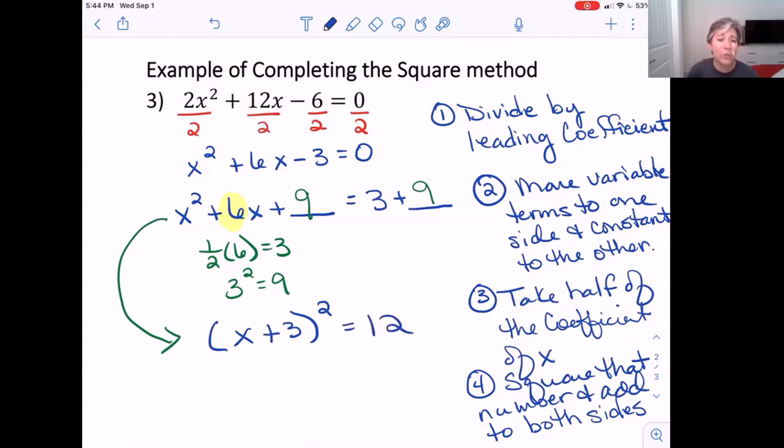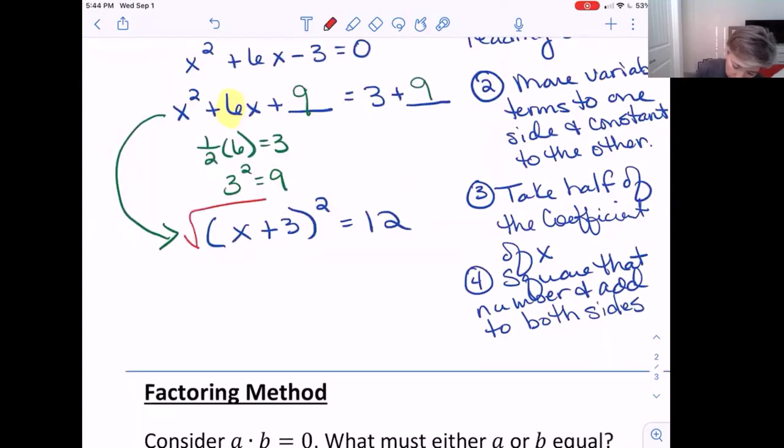And now we can use the square root property to finish solving. Square root of the left, plus or minus the square root of the right. This leaves us with x plus 3 equals plus or minus. Again, if we looked at that 12, we'll do it here on the left.